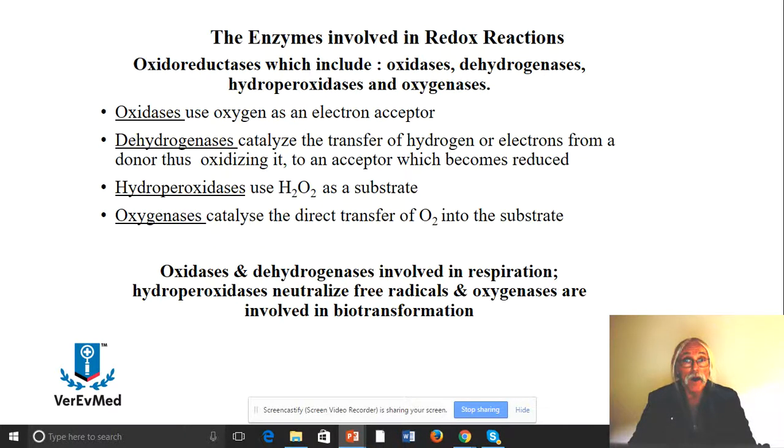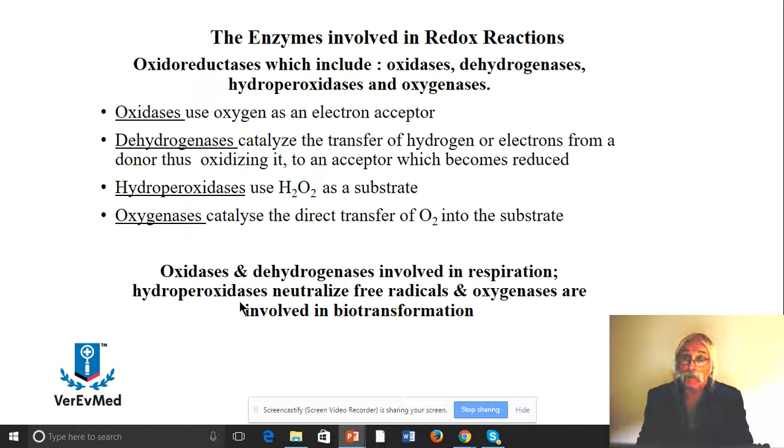We also have those hydroperoxidases, and there we're talking about using hydrogen peroxide as the oxidizing agent. And then we have the oxygenases, which I just mentioned, directly utilizing diatomic molecular oxygen. So oxidases and dehydrogenases are involved in respiration. That's what we call coupling oxidative reactions of the electron transport chain with the phosphorylation of ADP to Pi. We call that oxidative phosphorylation. That's also known as aerobic respiration, mitochondrial aerobic respiration.